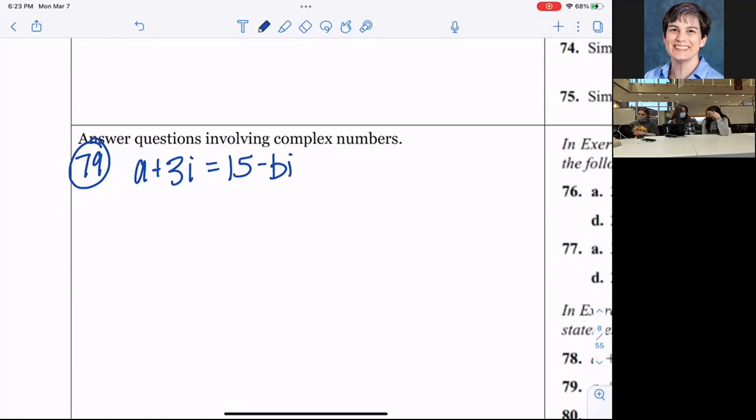Dr. Blue, do you have a... What's that asking? It's like, what values of A and B make it true? Oh, shoot.